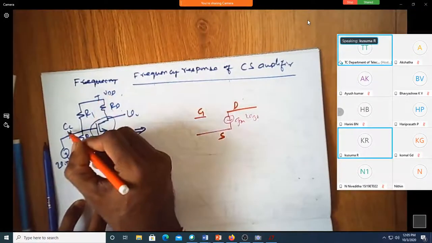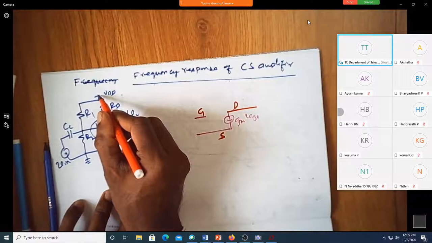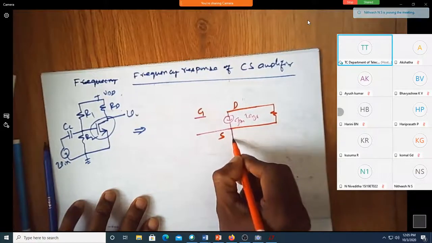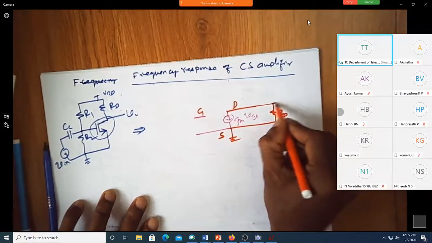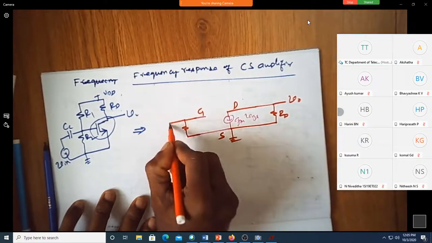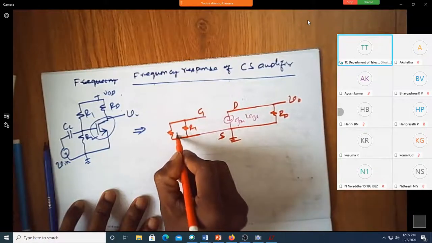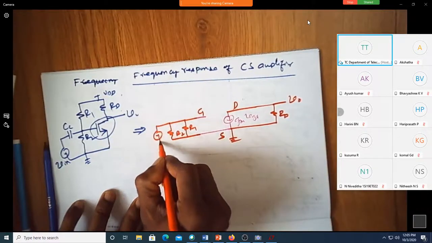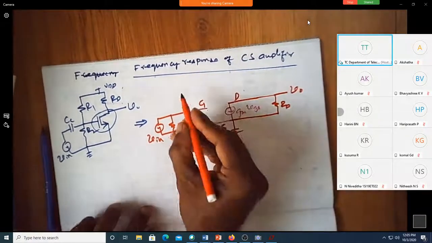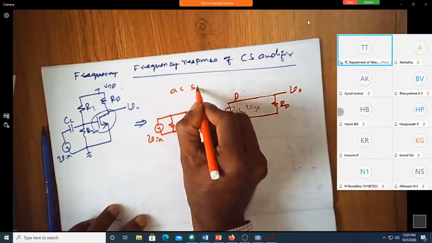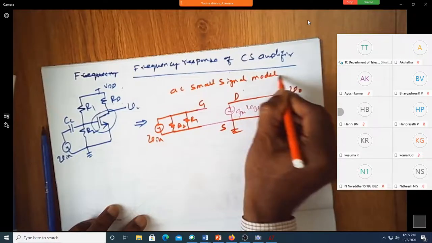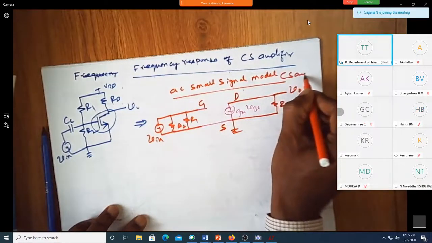I will short the capacitor. I will ground this capacitor and VDD. Then it becomes like this: this is my ground, this is RD, this is V0, and I will write R1, R2 coming in parallel. This is my input voltage. So this is the AC small signal model of the CS amplifier.